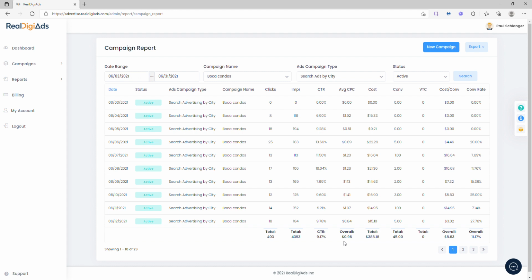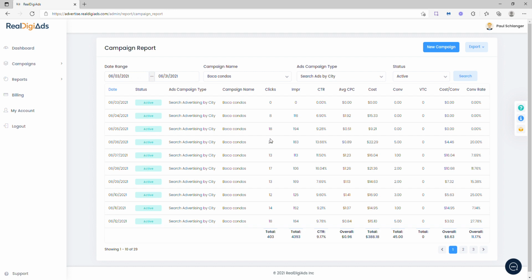Let's look at this day by day. We submitted the campaign on the 3rd of June. That's why there isn't any activity. Google Ads wasn't very busy because they approved our ad the next day. So on the 4th of June, the campaign started running. We received 116 impressions, 8 clicks. Our click-through rate was 6.9%. Our average cost per click was $1.92. And our cost for that day was $15.33.